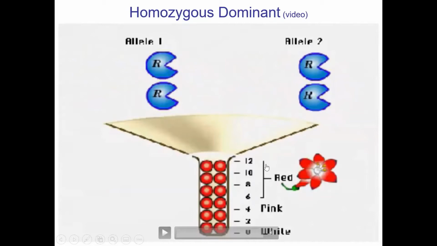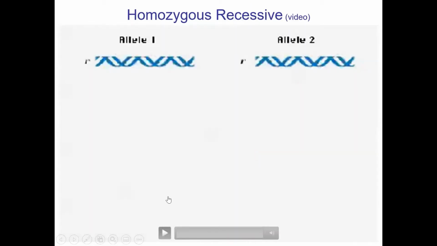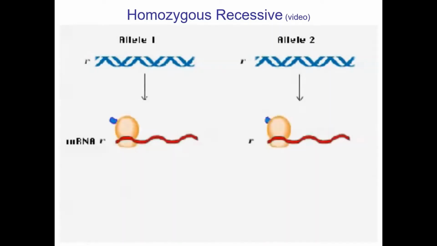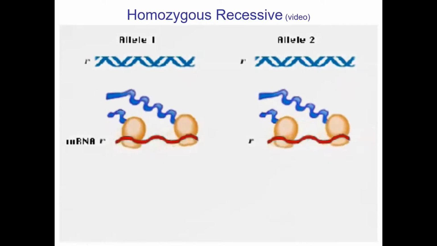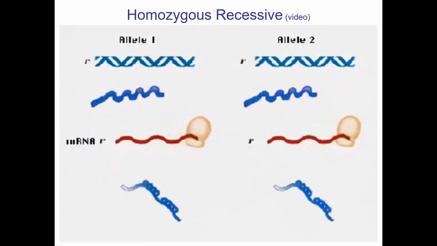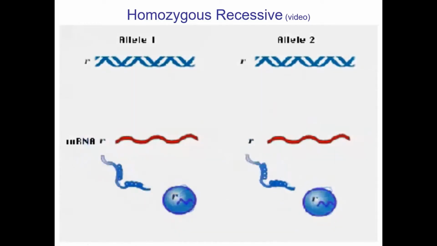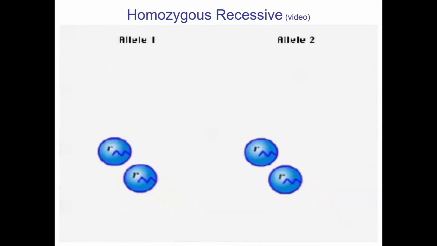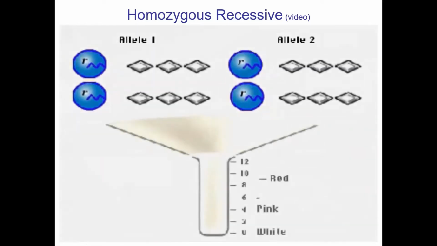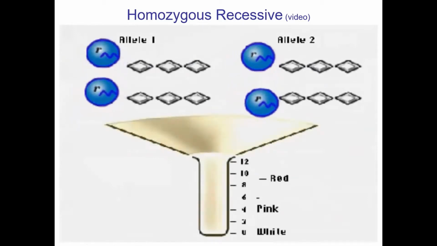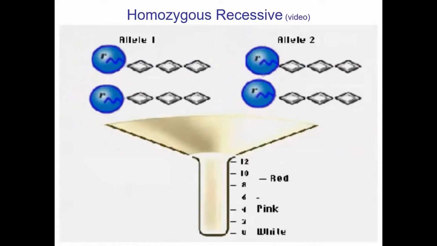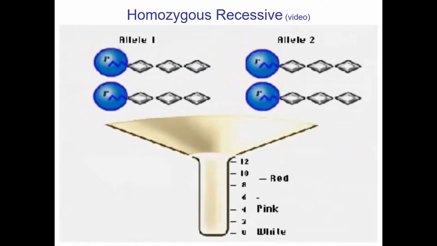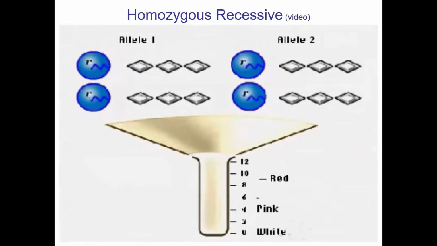So what if we have the homozygous recessive? Let's take a look at that. So same thing, we have our genes, our alleles are transcribed into RNA, and RNA is translated into protein. So what is happening in this case with these enzymes? Well, it turns out in this case, the recessive enzyme is actually non-functional. So you're going to see what's happening when the enzyme encounters its substrate, basically nothing happens. So no pigment is made. In this case, no pigment is made, we get a white flower.